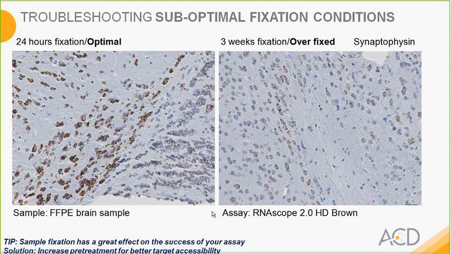Here's an example of troubleshooting of suboptimal fixation conditions. To the left, the sample was fixed according to our recommended protocols, and to the right, the sample is overfixed at 3 weeks. The signal is weaker here and may alarm you because it's not as we expect for RNAscope when running optimally. In this case, you will need to increase the pretreatment conditions in order to have an optimal signal present.